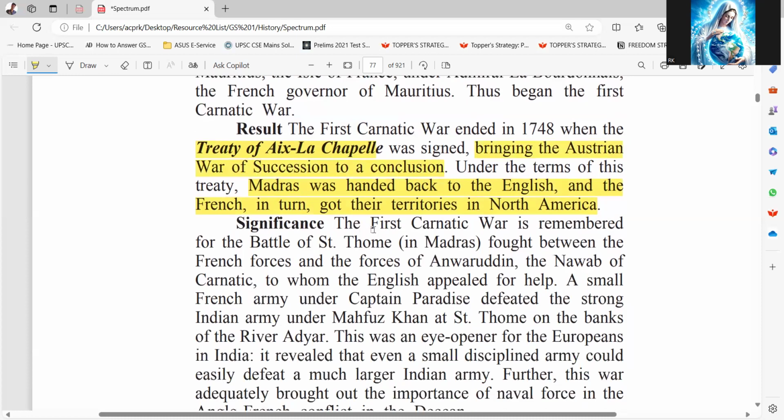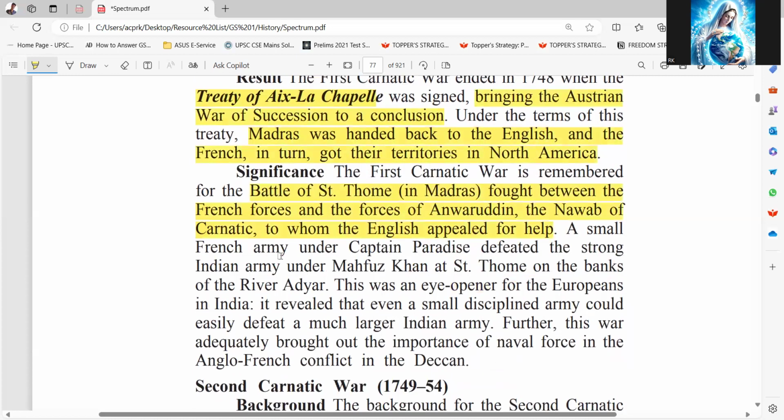Significance: the First Carnatic War is remembered for the Battle of Saint-Thome in Madras, fought between the French forces and the forces of Anwaruddin, the Nawab of Carnatic, to whom the English appealed for help. A small French army under Captain Paradis defeated the strong Indian army under Mahfouz Khan at Saint-Thome on the banks of River Adayar. This was an eye-opener for Europeans in India.